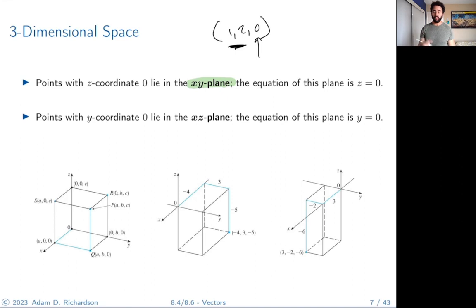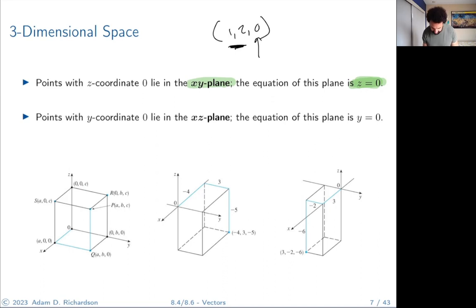Now, because any point in that plane will have a 0 z coordinate, the equation for the xy plane is z equals 0. So in three-dimensional space, you've got 3 coordinates, right? X, Y, and Z. Well, any point in the xy plane will have z coordinate 0, and x and y can be anything you want. So the defining equation of that plane is z equals 0, which makes sense, right? Because it's not dependent on x and y. It's only dependent on z, and we just require that z is equal to 0.